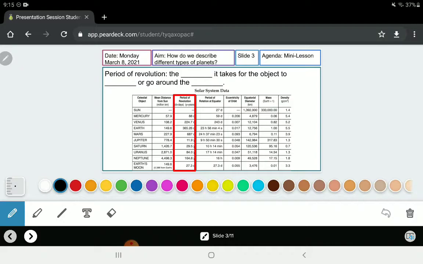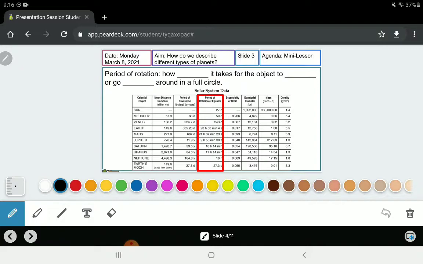Our next slide is the period of revolution. This is the time it takes for the object to revolve, or you can also say orbit, or go around the sun. So notice as we go down the chart away from the sun, and if we ignore the moon, that the period of revolution increases as you go down.